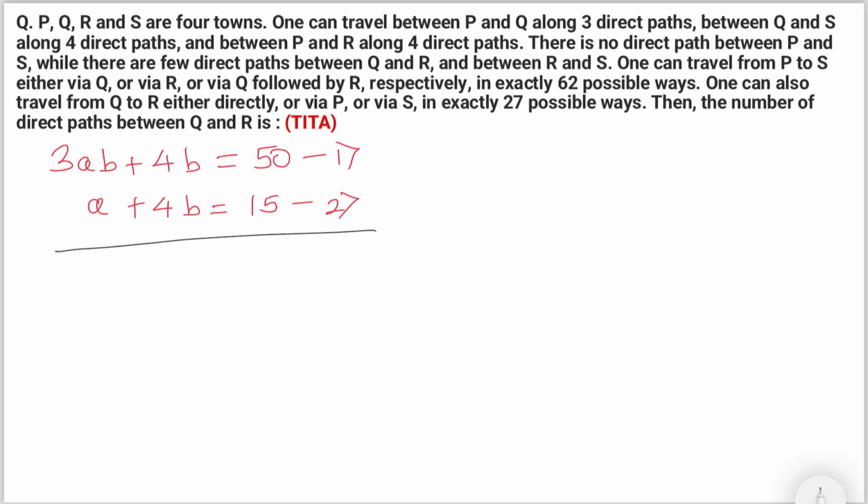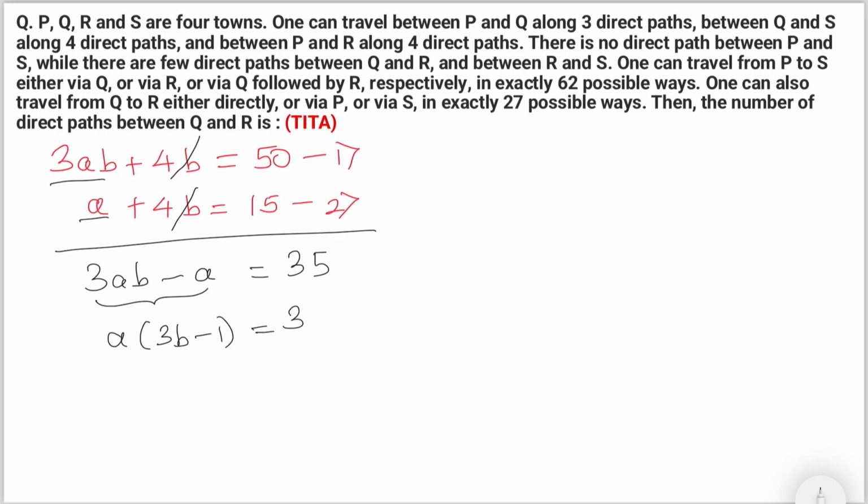When we subtract the two equations, 4B minus 4B cancels. On the left hand side, 3AB minus A. On the right hand side, 50 minus 15, 35 remains. We get 3AB minus A is 35. If I just take an A common, I will have A into (3B minus 1) is equal to 35. So what I need to focus on right now is only this particular equation, A into (3B minus 1) should be equal to 35.